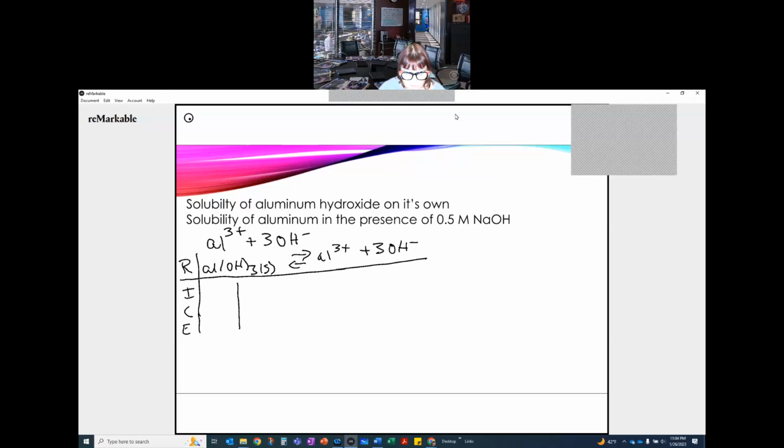So I don't have a Ksp. And so I'm going to look in my handouts that I was given, and on page 8, I see that aluminum hydroxide, Al(OH)3, has a Ksp equal to 1.8 times 10 to the negative 33rd.